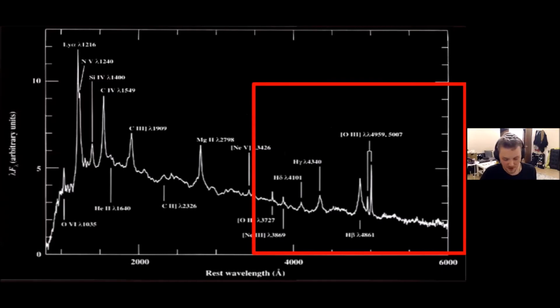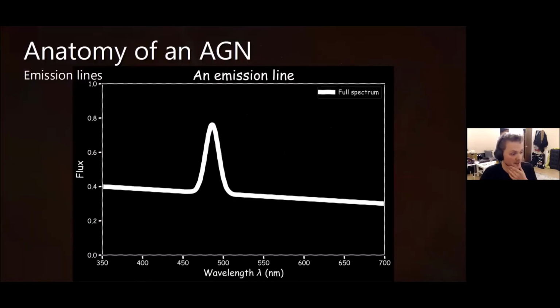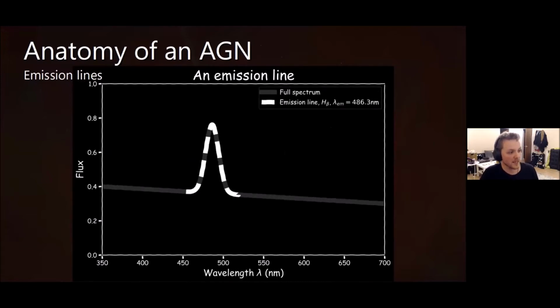I just want to show a bit how we can deal with some of these emission lines, one way to manipulate them. This is just an example. This is the full spectrum. Here we can again identify two things: the continuum, and an emission line. In this case, it's H beta.